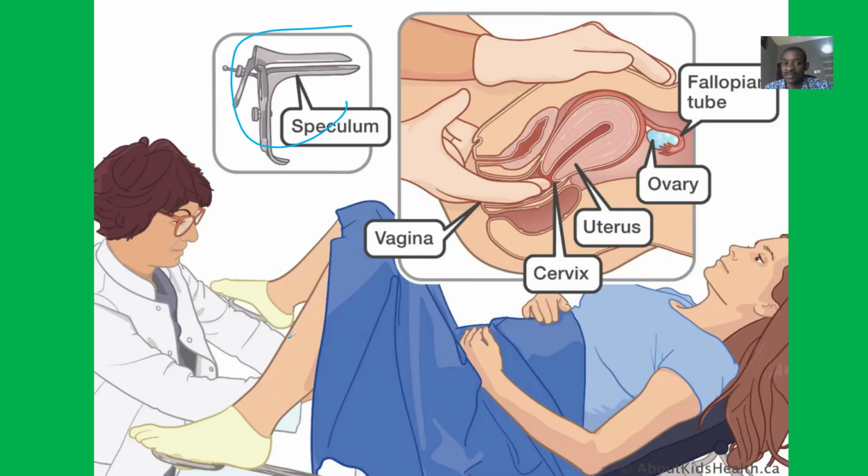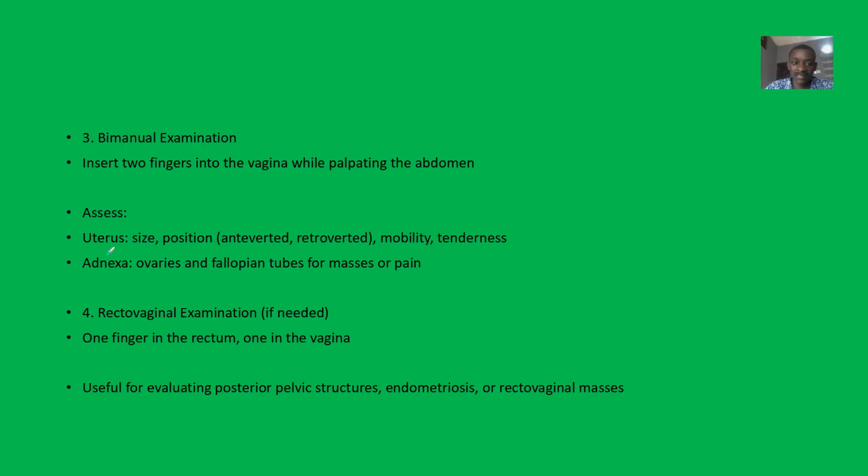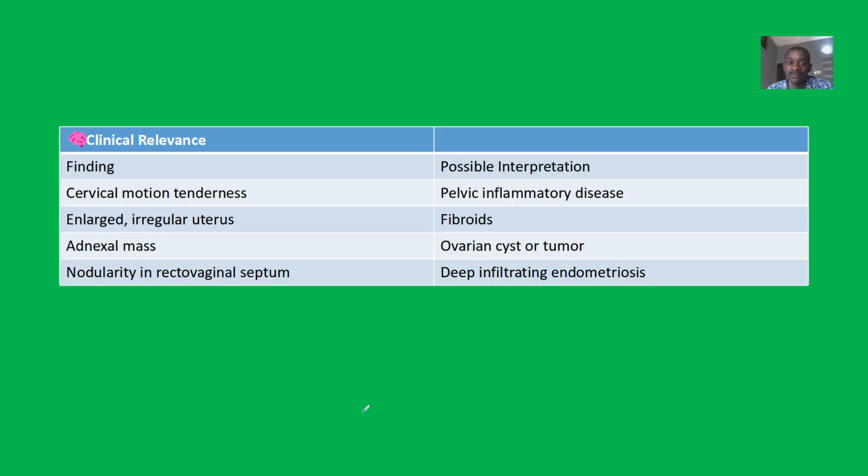Then bimanual examination. This is bimanual examination here. One hand into the vagina, one hand on the abdomen, a two-handed examination. So you're assessing the uterus for the characteristics, you can read it there. The ovaries and fallopian tubes also for any symptoms. The rectovaginal examination, this is where you put one hand in the rectum, one hand in the vagina. So you're trying to evaluate posterior pelvic structures, endometriosis, rectovaginal masses.